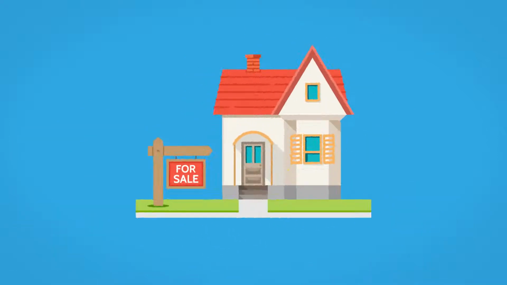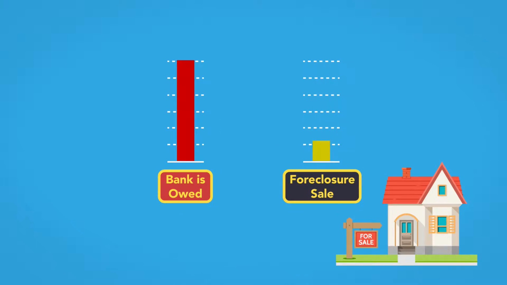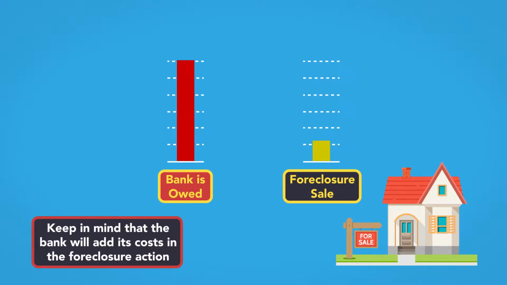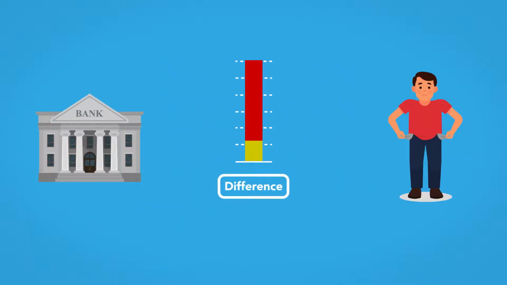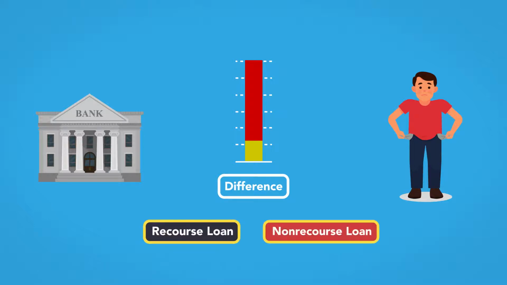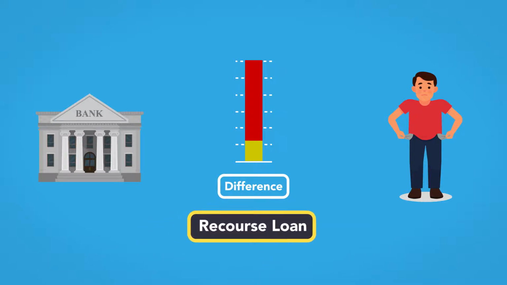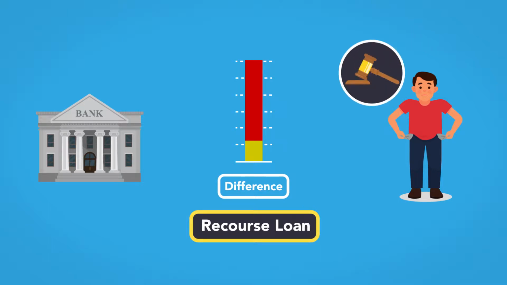If a foreclosure sale nets less money than the bank is owed, keep in mind that the bank will add its costs in the foreclosure action, real estate broker fees, and all of its expenses in effectuating the foreclosure to its mortgage debt. Whether the bank can then proceed against the borrower for the difference depends on whether the loan is a recourse loan or a non-recourse loan. In a recourse loan, the bank has recourse to collect and even sue the borrower for the difference.